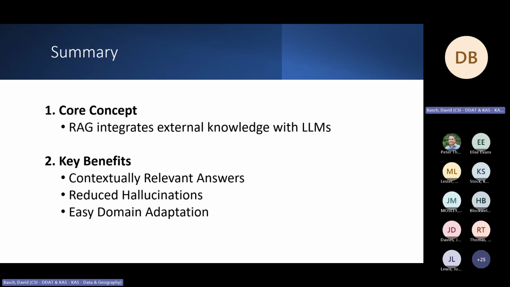The key benefits to using RAG are contextually relevant answers by retrieving up-to-date information from our knowledge bases, reduced hallucinations, and easy domain adaptation. So instead of retraining a huge model every time we want to change domain or introduce a new concept, we instead can drop documents and information into our data store and have the LLM reference them in real time.